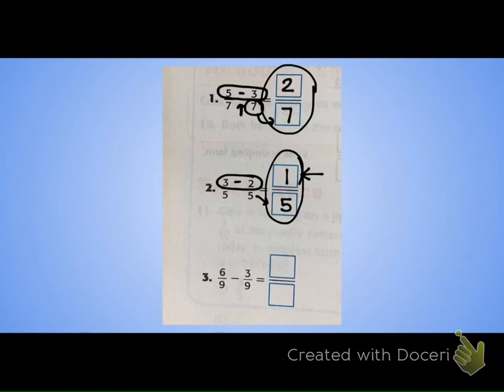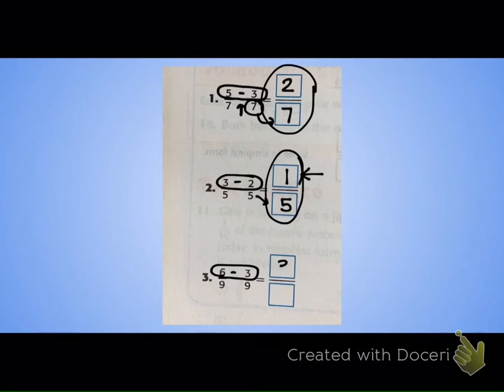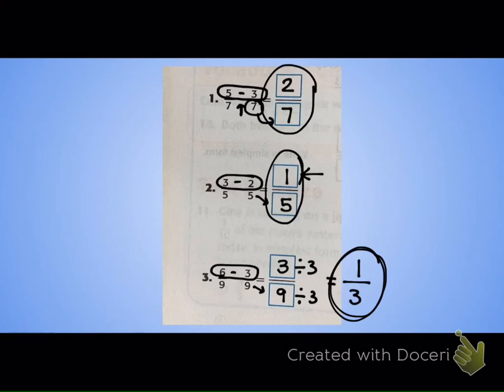Let's take one last look at this last example here. So we have 6 minus 3, which is equal to 3. We drop our 9 into the bottom of our fraction, our denominator. Is there a common factor between 3 and 9? Yes, there is. That common factor is 3. So I need to divide the top and the bottom of our fraction to get our simplified fraction. 3 divided by 3 is 1. 9 divided by 3 is 3. So our simplified fraction would be 1/3.